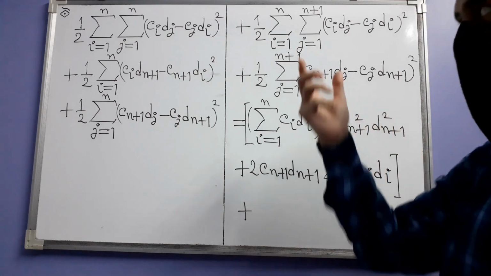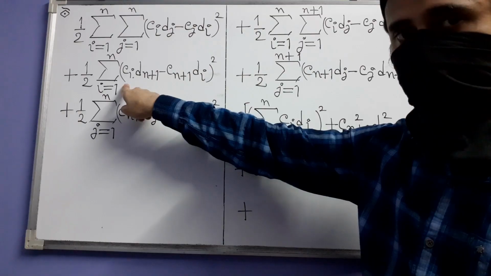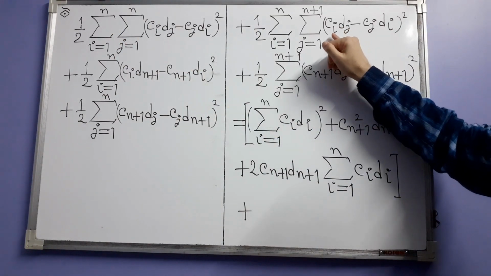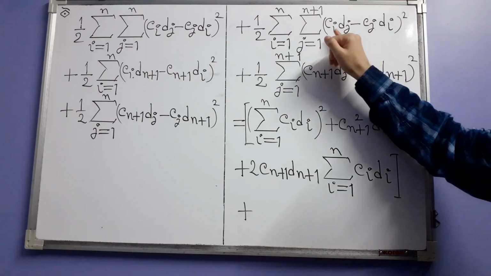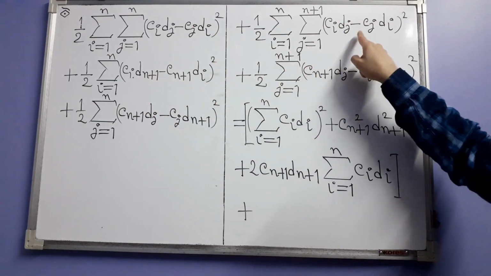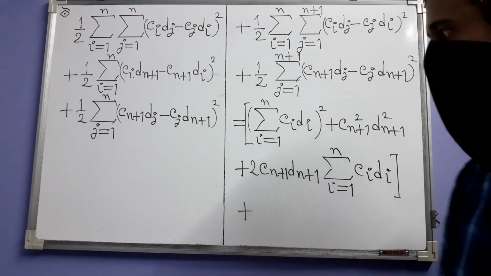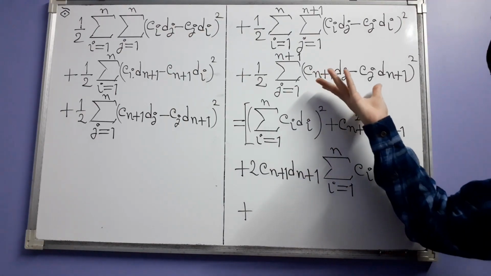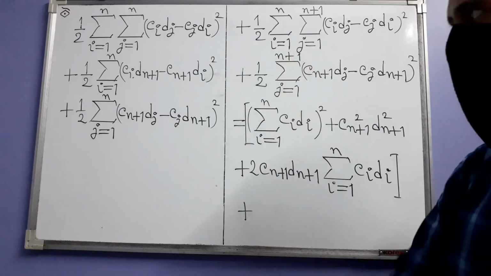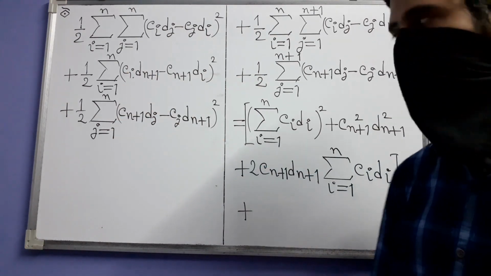But note that although that is one term, the outer sum is still there, where i varies from 1 to n. And what shall we get if we put j equal to n+1 here? Ci Dn+1 minus Cn+1 Di whole square. And what did I just say about this sum? That you can write j as varying from 1 to n because the last term vanishes. So that's what we also did here.